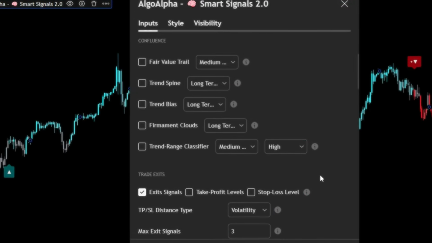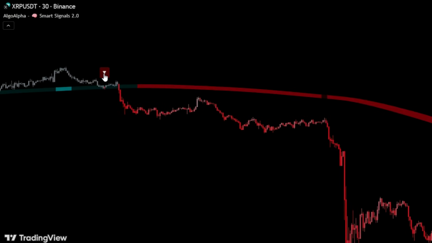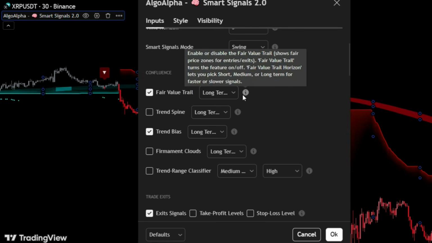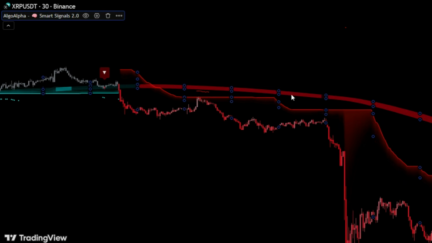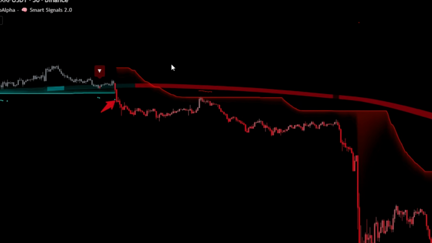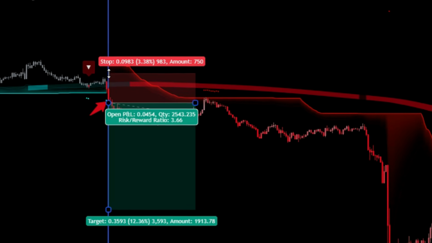So let's move further and look at another powerful part of this indicator. In settings, you would find the fair value trail. It helps with tight entries and exits based on trend direction and market momentum. And from what I've seen, if you set it on long-term mode, it becomes even more reliable. Here's a good example. The candles push through the trend bias, and the fair value trail turns red. At the same time, we've got a short indication. That's 3 confirmations in one indicator for a single trade setup.